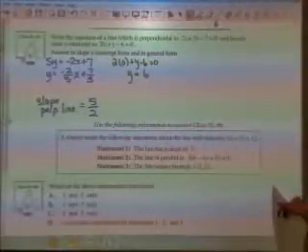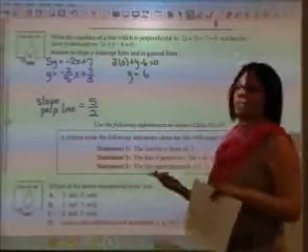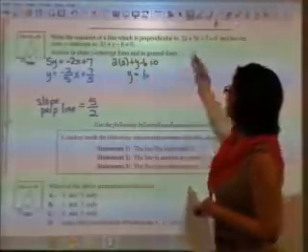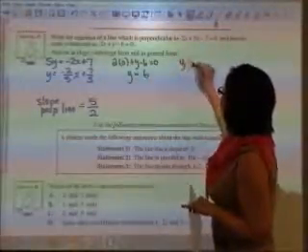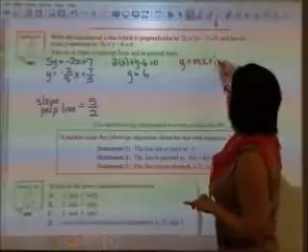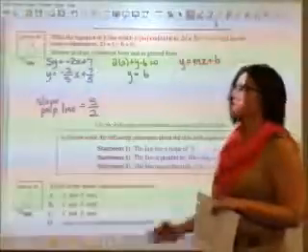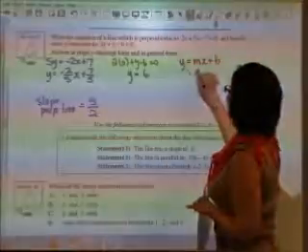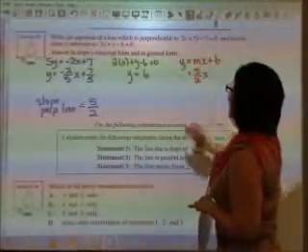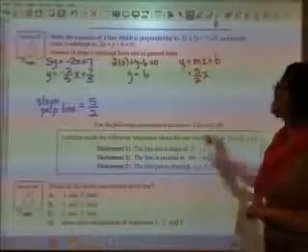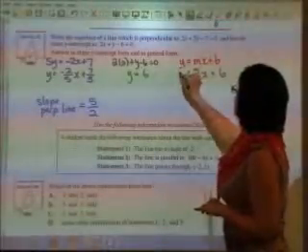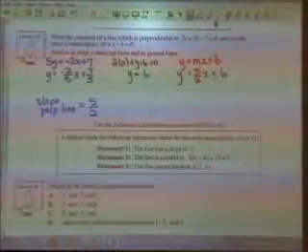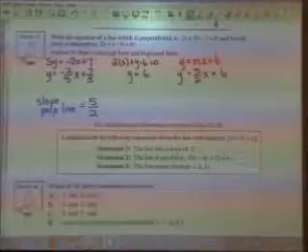Now I'm asked to find the equation of this line that's perpendicular and has this y-intercept. So that's my y equals mx plus b. What's m in this line? 5 over 2. And what's b? So this is the equation of the line in slope y-intercept form.